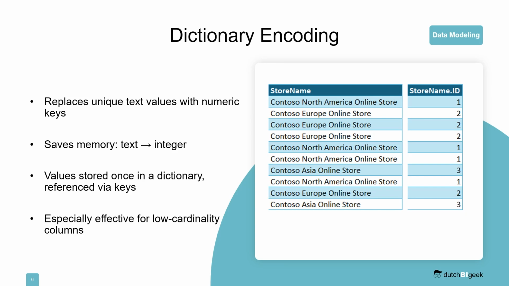Text costs more memory than a numeric value. So it stores all the values in a dictionary. If it is necessary to find a store name, it uses the dictionary to translate the ID to the store name. This is very effective with a low cardinality column. The more distinct values you have in a column, the worse the compression is on that column. But that's the first compression on your data.